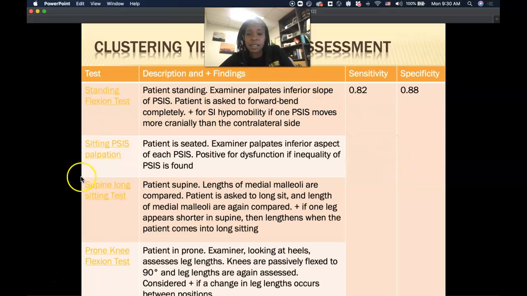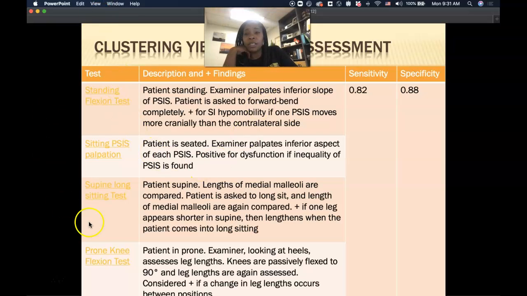Now I want to go back to this table to say that typically this is a clustering of tests. So we should perform all 4 of these tests on the patient if we want to maintain that high specificity. Taking one of these tests in isolation reduces the specificity, which is why they're clustered. In fact, what we know about the standing flexion test is it has a sensitivity of like 0.17 by itself, and maybe 0.47 for specificity by itself.